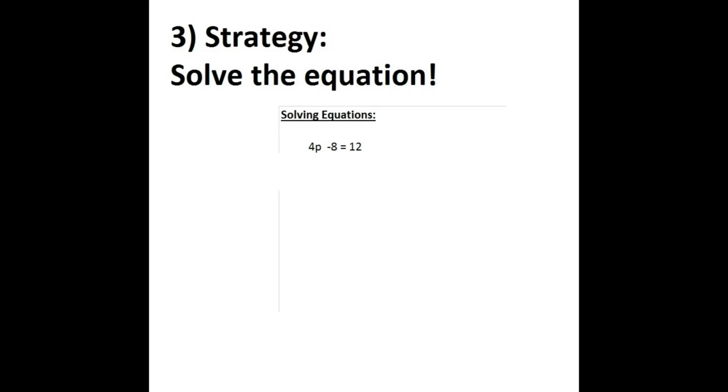So let's solve the equation. 4p minus 8 equals 12. 4p minus 8 plus 8 equals 12 plus 8, and that's additive inverse.